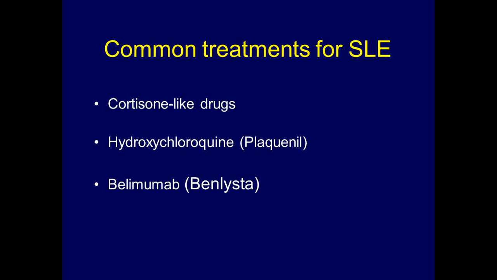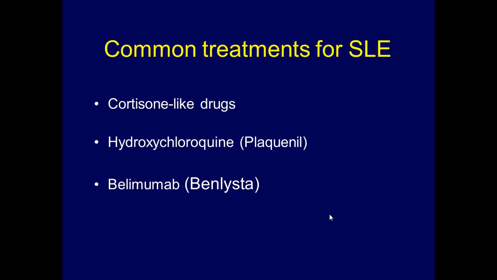One of the cornerstones of treatment is drugs that are in the chemical class of cortisone. And many listeners may be familiar with the drug prednisone, which is a synthetic, souped-up form of cortisone. Secondly, a drug called hydroxychloroquine, brand name Plaquenil, is an immune modulating medication, and this is a drug that has been used frequently and effectively for many years to help especially patients with arthritis and skin manifestations or skin features of lupus.